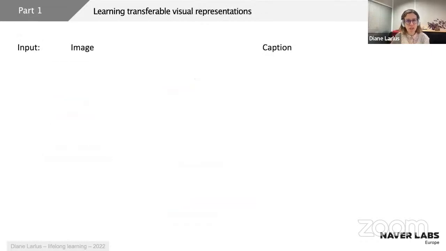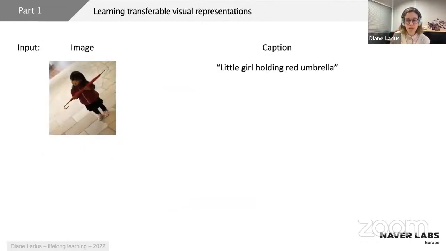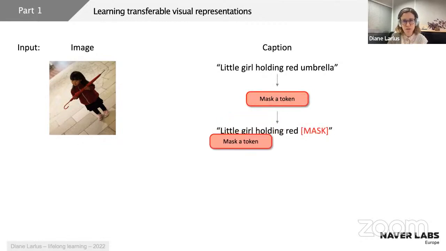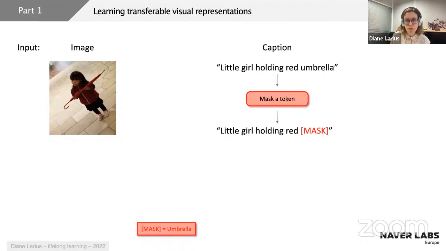So in our case, we don't have just text. We start from an image caption pair, right? Because this is what we have for training, images with their captions. So given an image caption pair, first, we mask a token in the caption, similarly to what I just described on the text. Then we try to retrieve the masked token using the remainder of the caption, but also the image. So in this example, we would like the model to leverage a visual representation to predict the word umbrella.